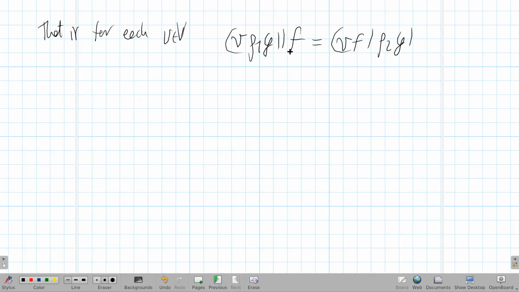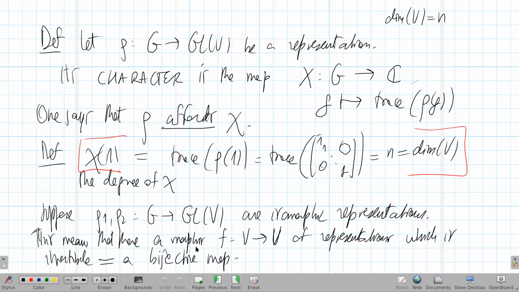Okay, so here, which means in practice, this is for each V in V, and of course for each G in G. This means that if you look just at the maps, these are all maps from V to V. It's a composition of maps. So this means first rho 1 of G and then F, and this means first F and then rho 2 of G. But we are here in the case where F is bijective, is invertible.